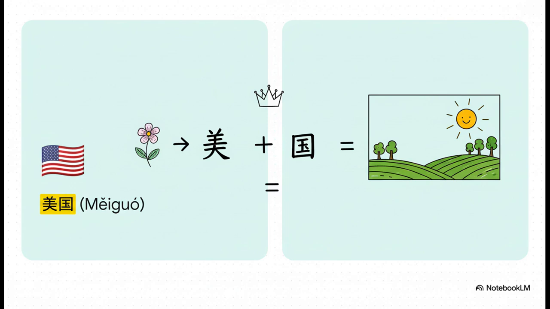And this is a really common practice in Chinese. When they create names for foreign places, they often pick characters that not only sound right, but also have these wonderful positive meanings. It's like a form of linguistic diplomacy, baked right into the name.